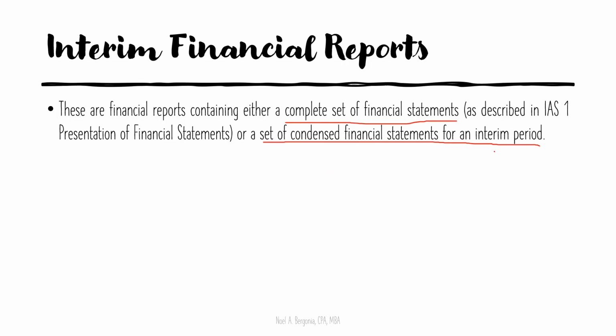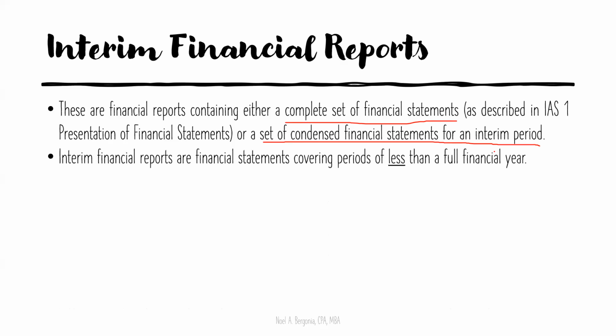Later we will be talking about the condensed set of financial statements, but in general, a condensed set is just getting the information in the annual statements, but for a particular interim period only, compared with the complete set for the whole year. Moreover, interim financial reports are financial statements covering a period less than a full financial year. So it's lower than the annual.